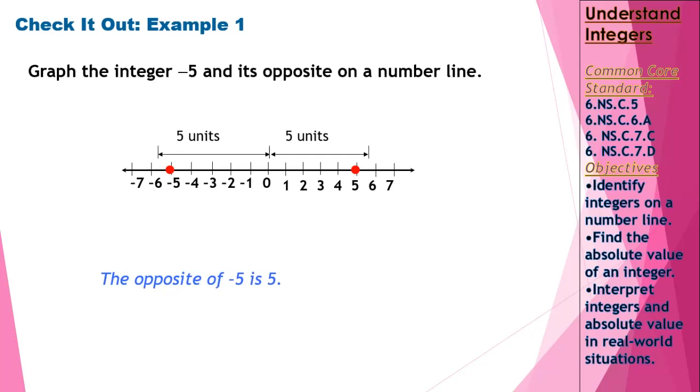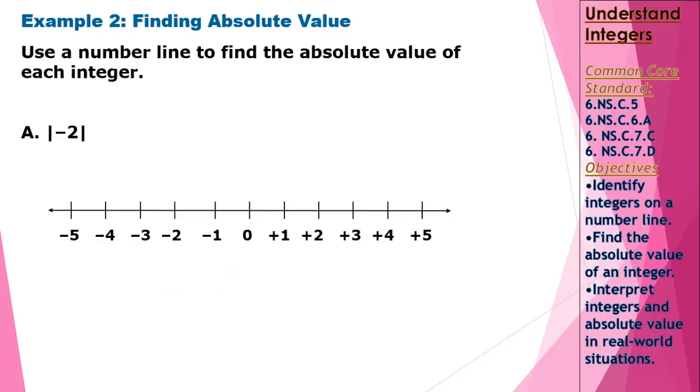What about the absolute value? If I ask you to use this number line to find the absolute value of each integer, like -2. Here I will read this one as the absolute value of -2. What is the absolute value of -2? Yes, exactly. We have to say the number without its sign, so it will be 2.